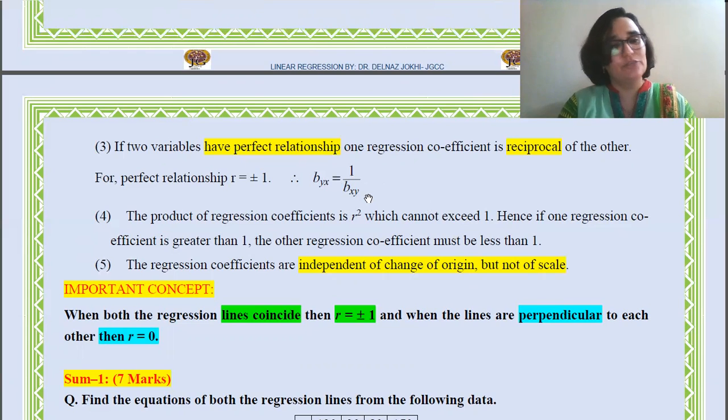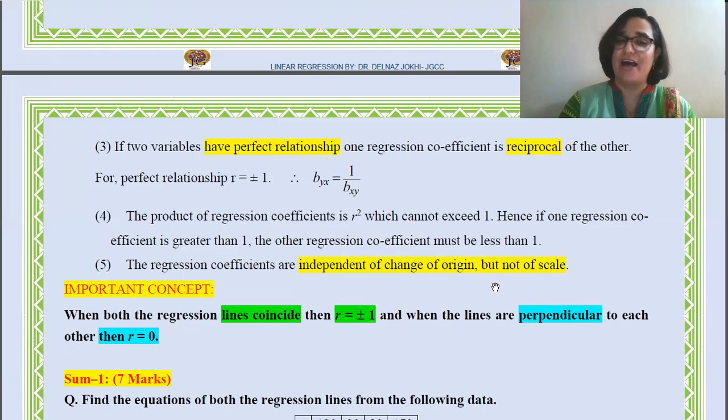Number 4, the fourth property is the product of the regression coefficients is r square. वो तो आपको पता ही है. Which does not exceed 1. Okay, इससे क्या मिलेगा? If one regression coefficient is greater than 1, then the other regression coefficient will be less than 1. ये याद रखना आप लोग theory में, right?